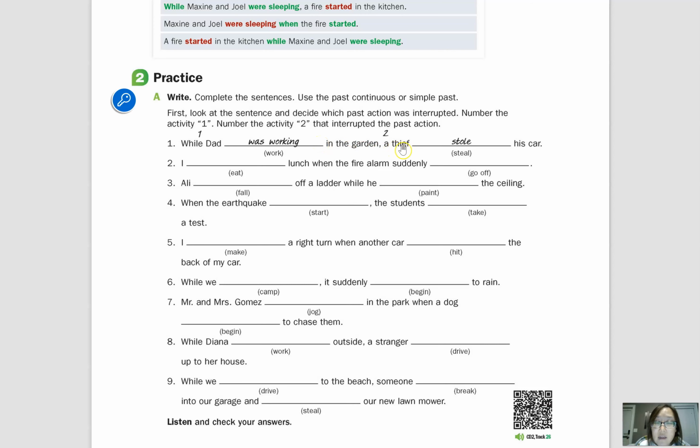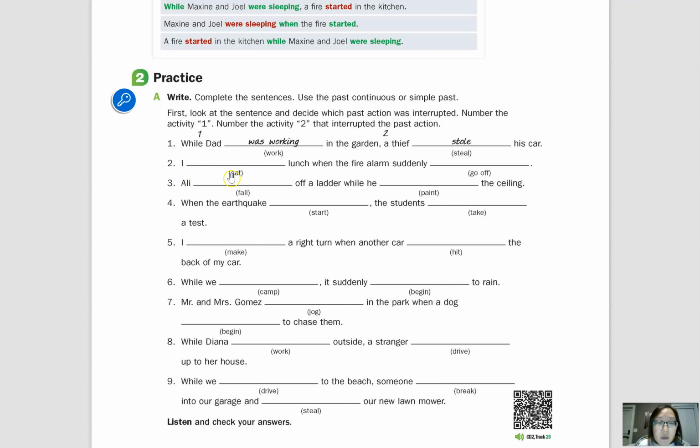And it's this one. A thief stole his car. So you can see this is just simple past tense. This is the activity or action that interrupted the ongoing activity. Okay, so we can see that we put number 1 with the continuous activity or past continuous, and then we put number 2 with the past tense activity, the activity that interrupted the ongoing activity. Okay, so let's do number 2 together.